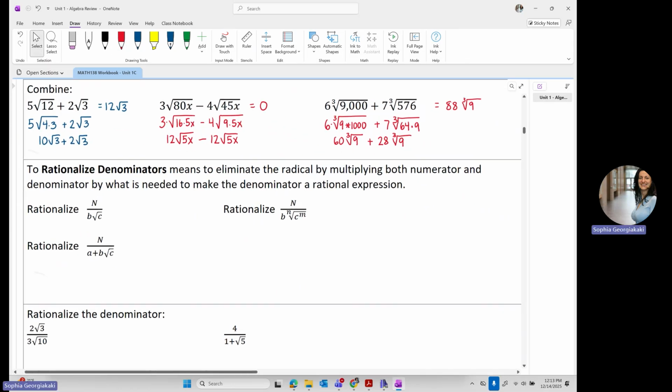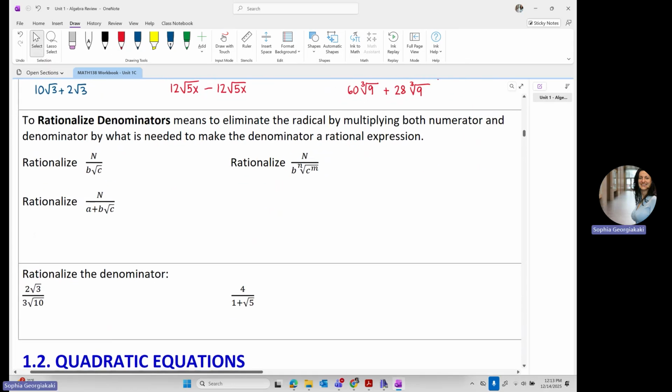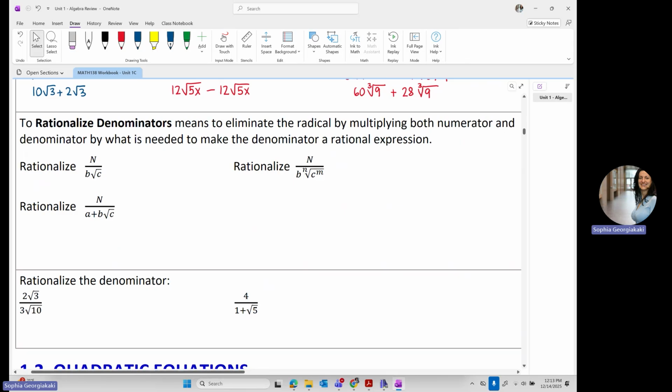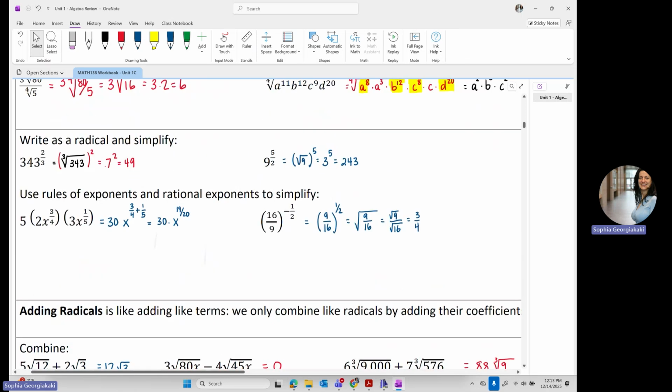The last part of dealing with radicals is to rationalize denominators. Rationalize denominators means to have a rational number in the denominator. And we did see a fraction earlier.